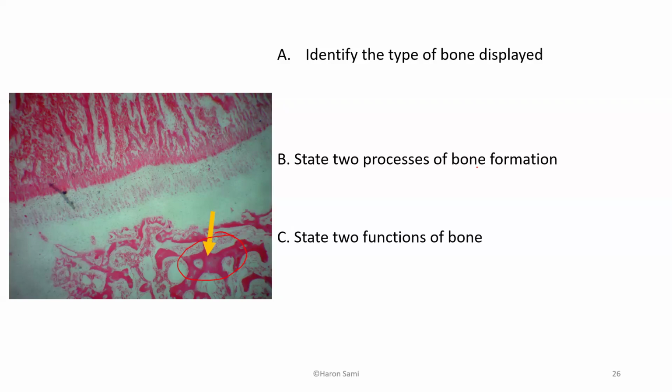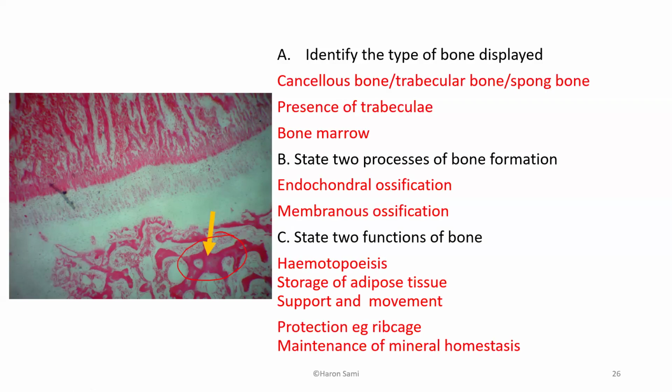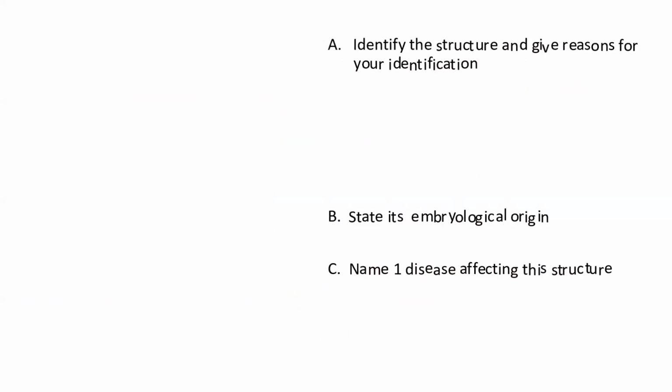So how is bone formed? State two processes in which bone is formed. Intramembranous and endochondral ossification, okay? I won't bother to ask you the functions of bone. This is spongy, not sponge.